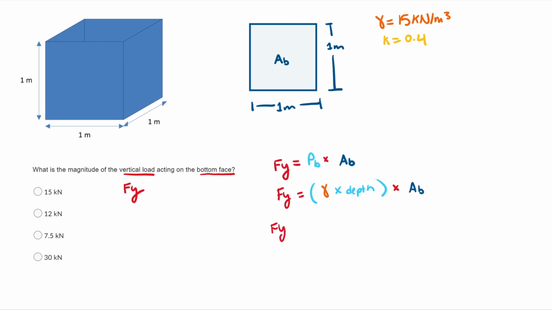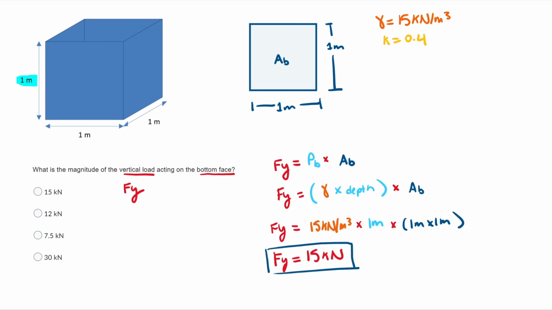If we input these values, density, of course, we were given. Our depth is also 1 meter, as shown here, and we're multiplying by the full area, which is 1 meter times 1 meter. So all the meters cancel out, so you just get that Fy is equal to 15 kilonewtons, making this the correct answer.